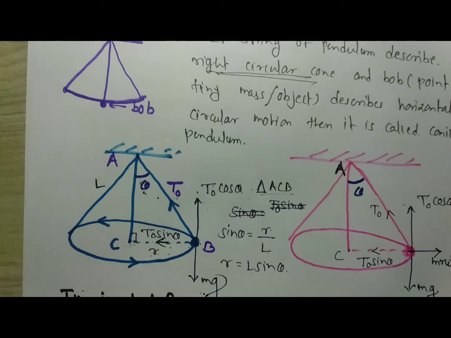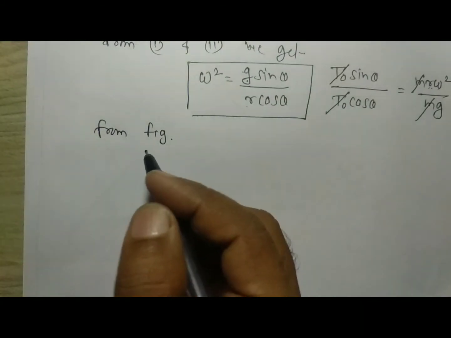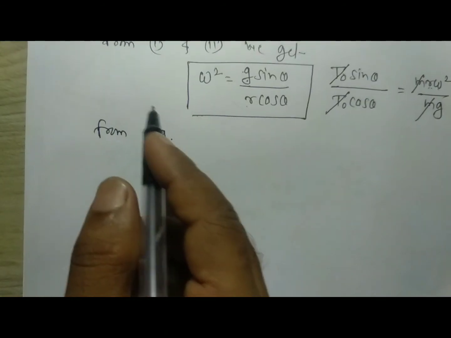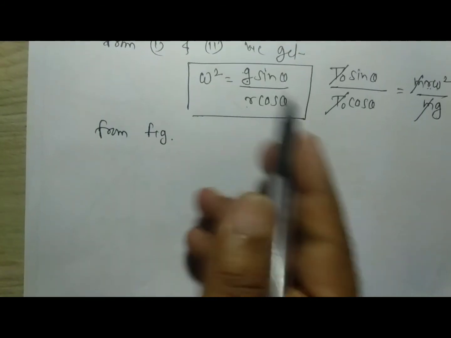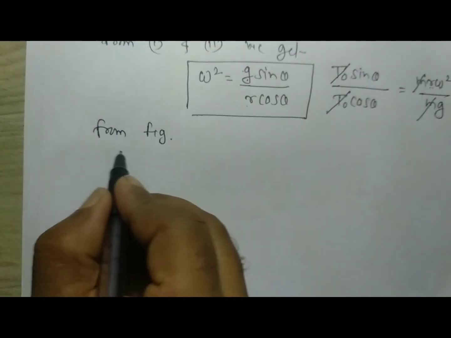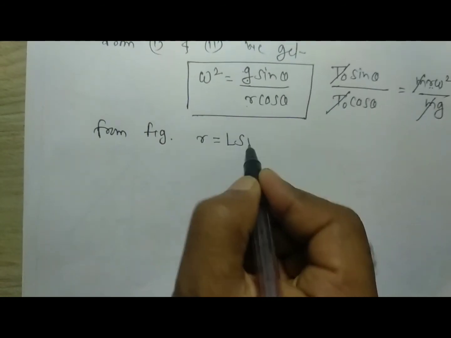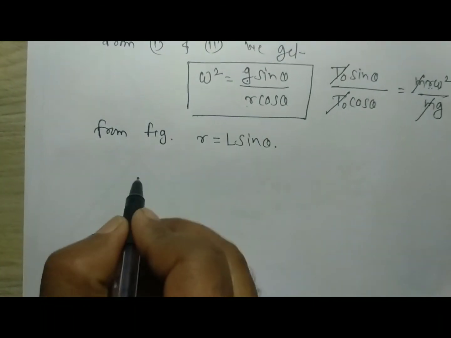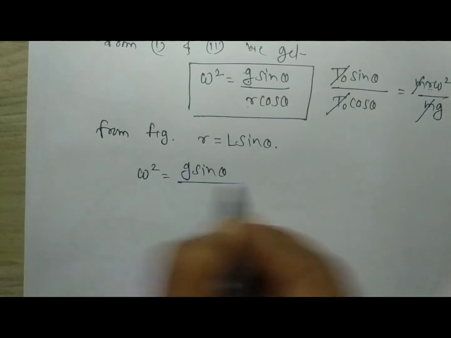And by putting those values into consideration, omega is nothing but omega square, so we will calculate the omega from that. First of all, we have to think about omega square. From the figure you will get small r is equal to L sin theta. Putting those values inside omega square is equal to g sin theta divided by r.